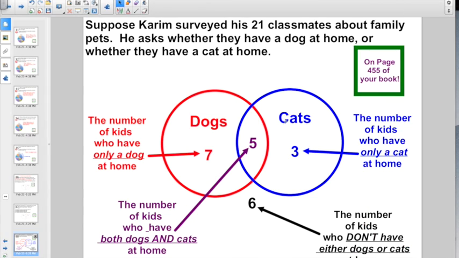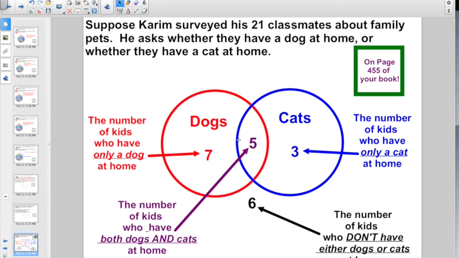So if we take a look here, and I made them color-coded, this red circle here, labeled dogs, represents the number of kids who have only a dog at home. Over here, the blue circle labeled cats is the number of kids who have only a cat at home.